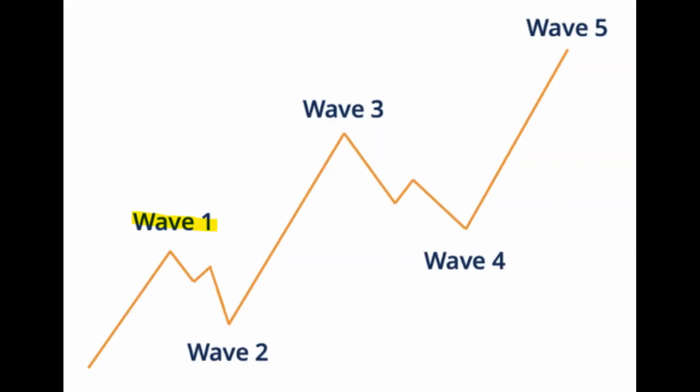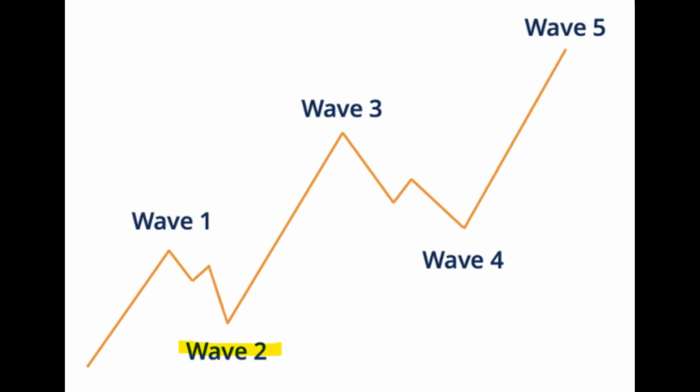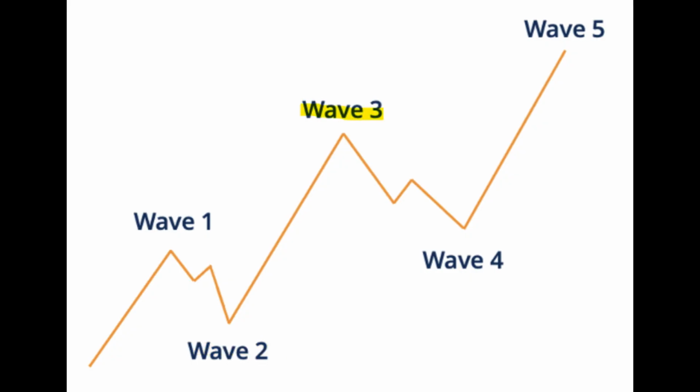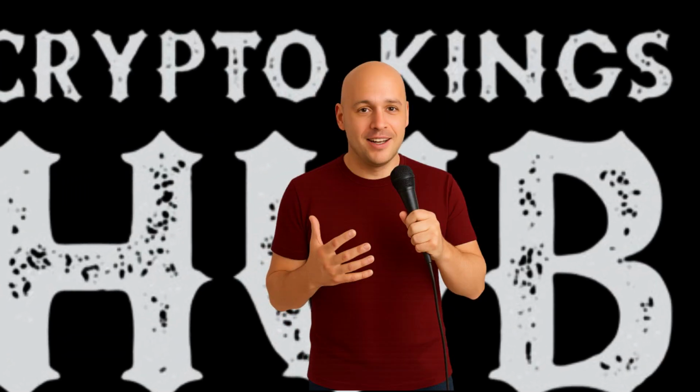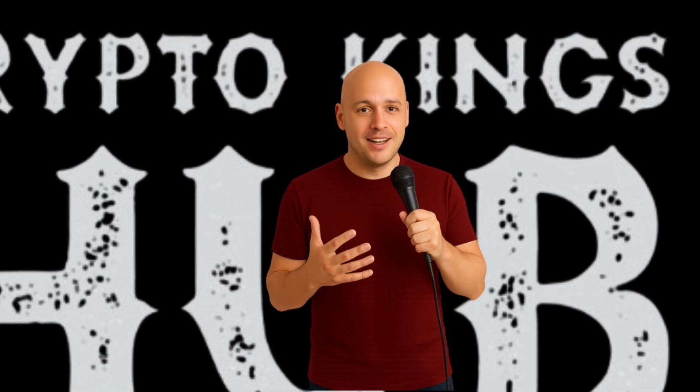Wave 1 usually starts when experienced traders and whales quietly buy. Wave 2 corrects sharply, shaking out weak hands who think the move was fake. Wave 3 is normally the strongest and longest. This is where confidence spreads and many traders join the rally.